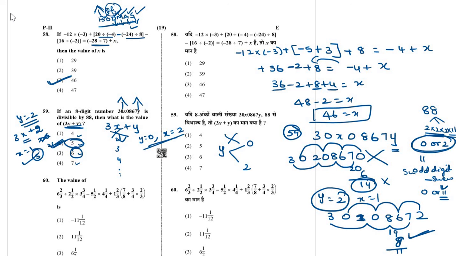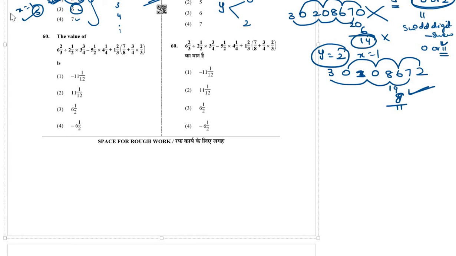Otherwise we have to check all other numbers from the beginning to end. So first fix the y value and check the x value and simultaneously check the option also. If it is in the option, we need to check. Otherwise, no need. Come to the next question, 60th one.